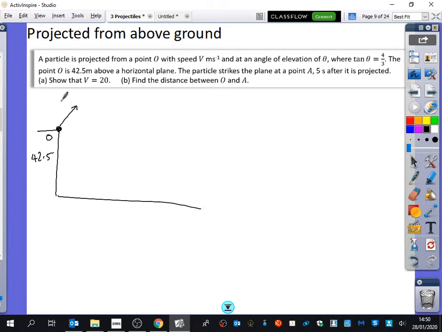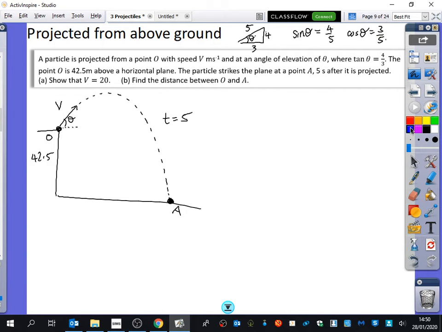So it's being projected with a speed v at an angle theta, and it hits the ground at a point that we're calling A, and the amount of time it took to do that is 5 seconds. They've told us that tan theta is 4 over 3. What do you do when it says tan theta is 4 over 3? You do the triangle. So 4, 3, and there's our 5. So sine theta is 4 over 5, and cos theta is 3 over 5.